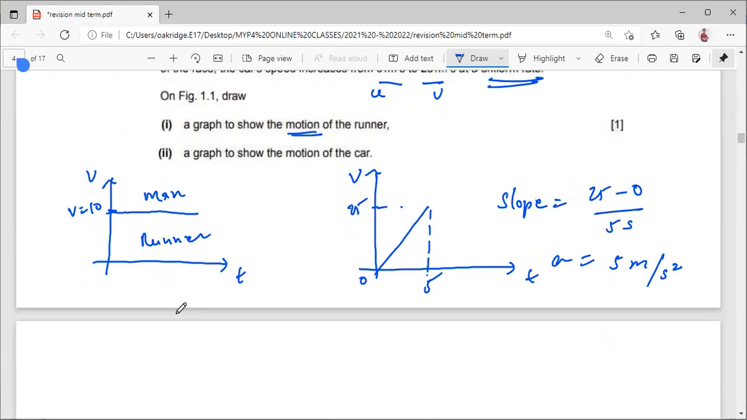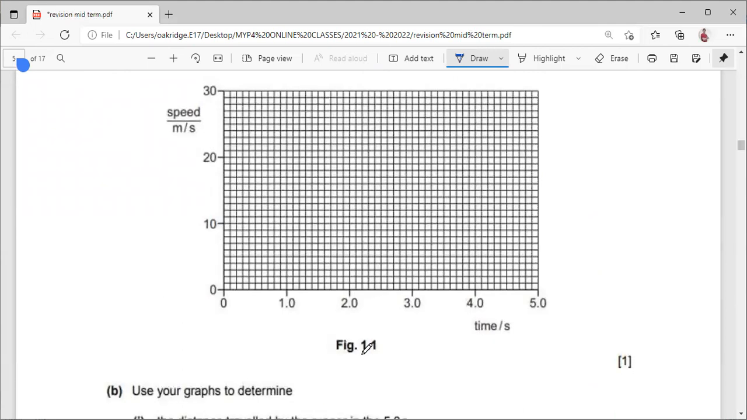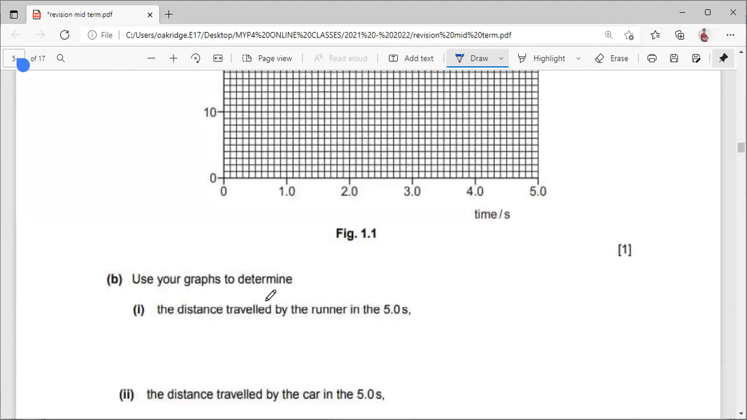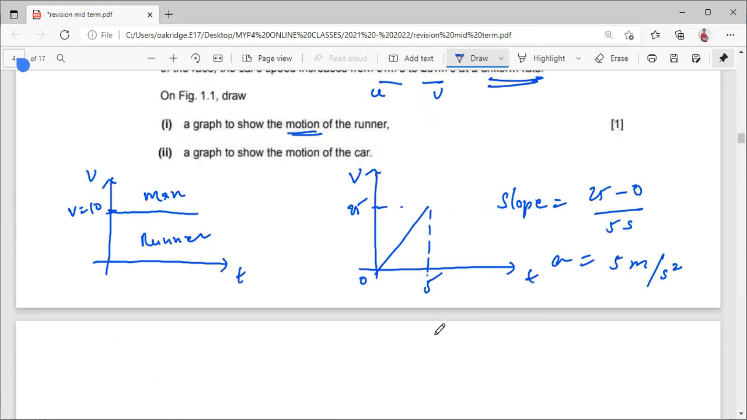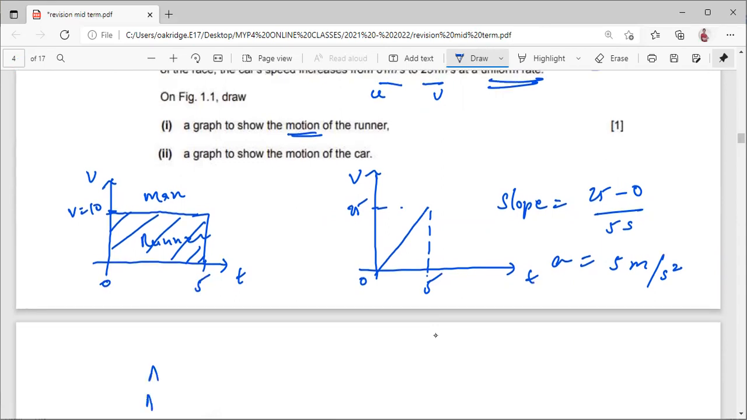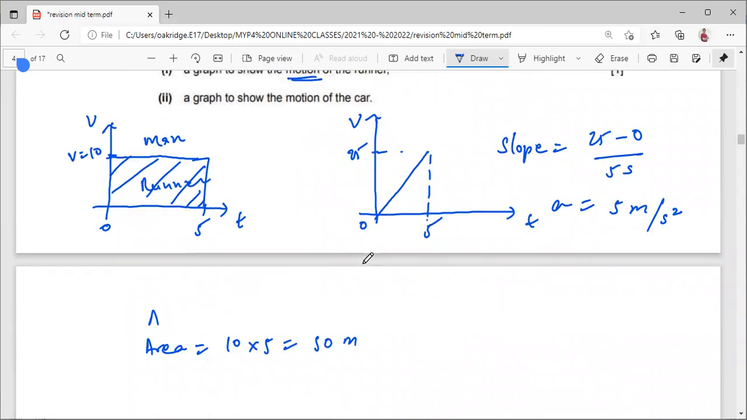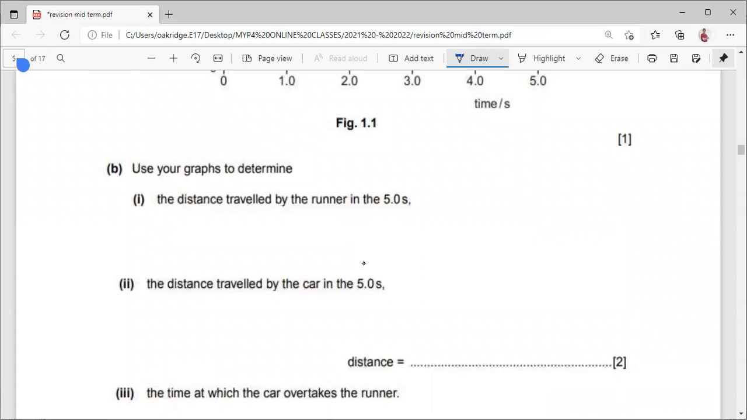Now let us move on to the next question. Oh, he has already given you, but we have drawn it there. Use your graphs to determine the distance traveled by the runner in 5 seconds. Let us say this is 5 seconds over here. Distance traveled by the runner would be the area of the graph here. You had to draw it in that graph, but anyway, I've drawn it here. So area of the graph. What is the area of the graph? This is a rectangle over here. So this is 5. Area here should be 10 into 5, which should be 50 meters. So I will write this as 50 meters.